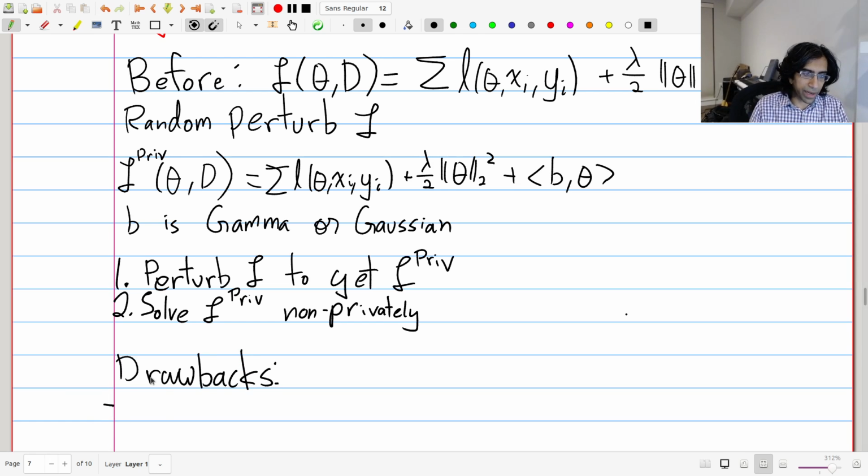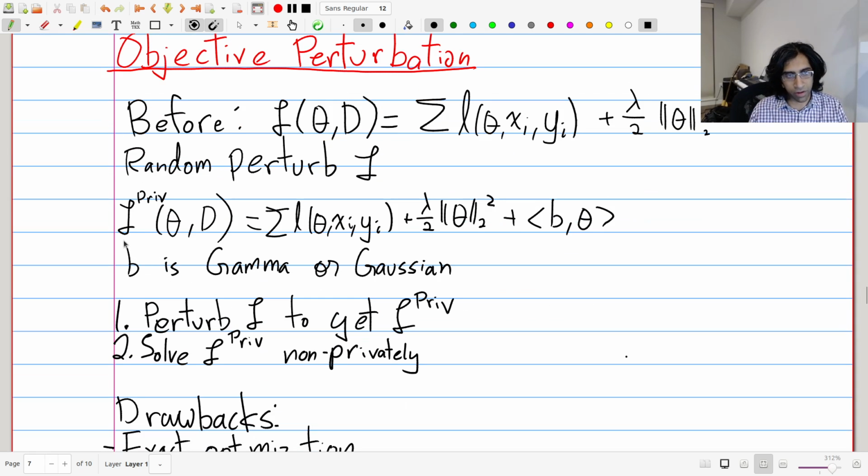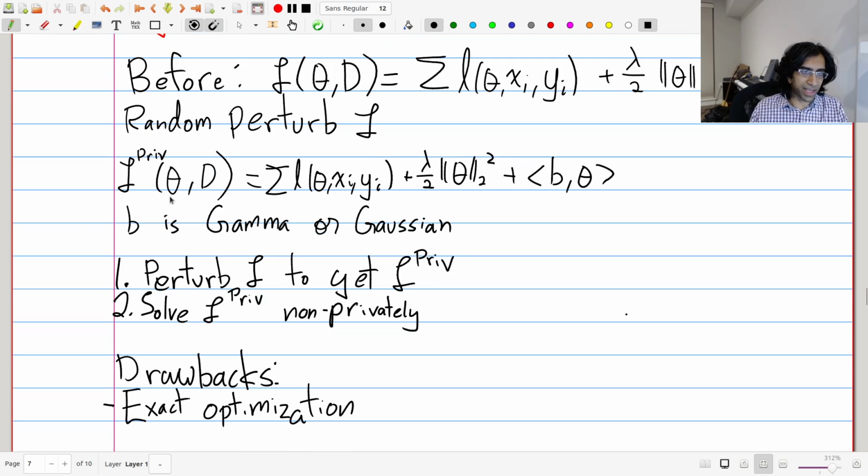Kind of one drawback, which I'll mention, is that it requires really exact optimization. What do I mean by that? Well, what we needed is, like I said, we solve L priv, this perturbed function. We solve it exactly. We find the exact optimum of theta. We find the theta star which exactly optimizes it. And the claim is that finding that exactly is going to be differentially private.